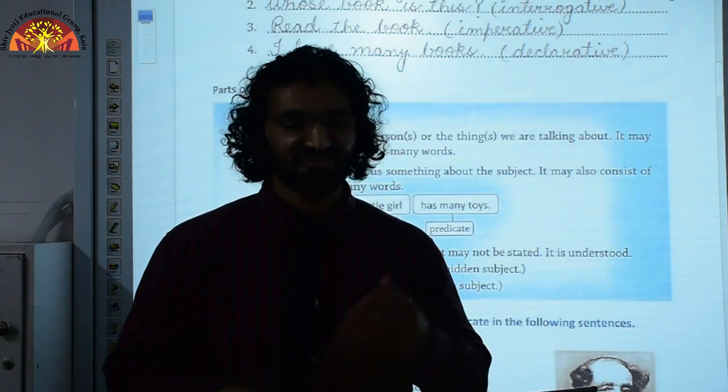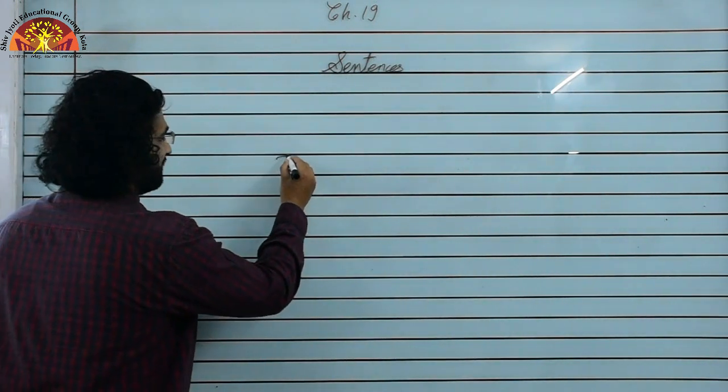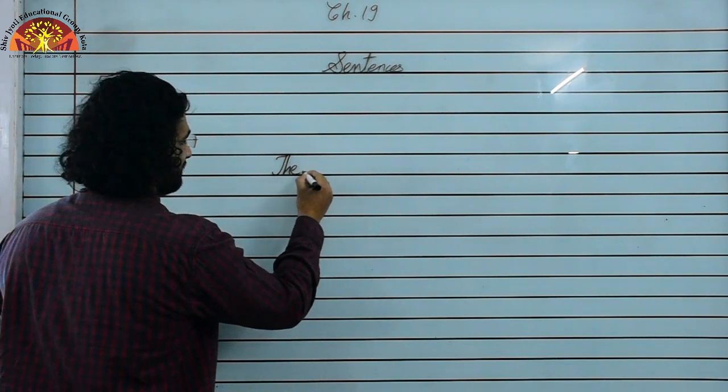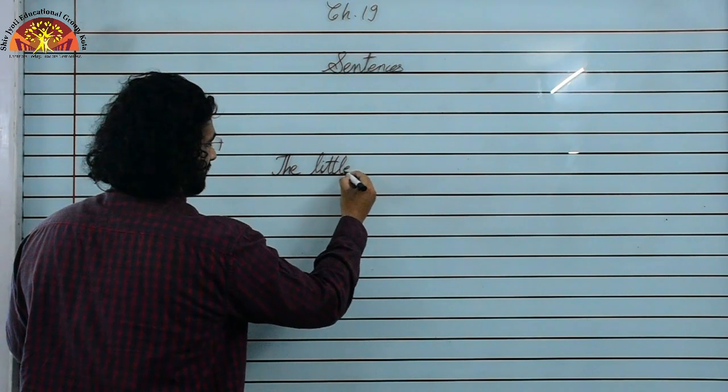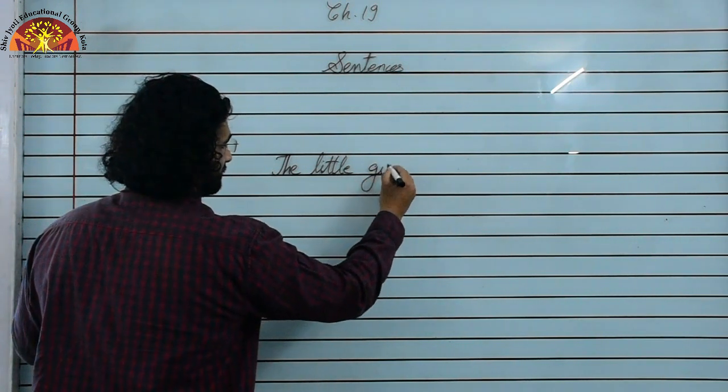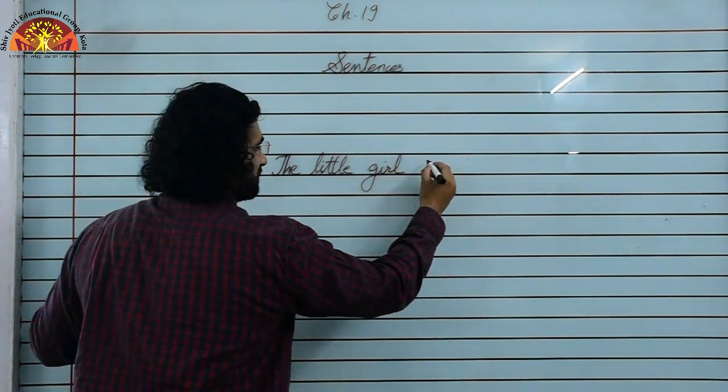Please come with me to the whiteboard. So I'm going to write the example on the board for you. Please pay attention. The little girl has many toys.